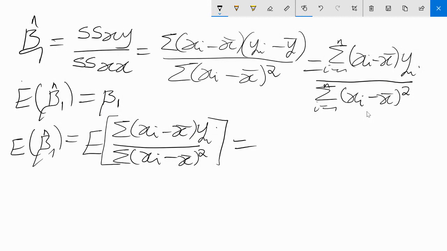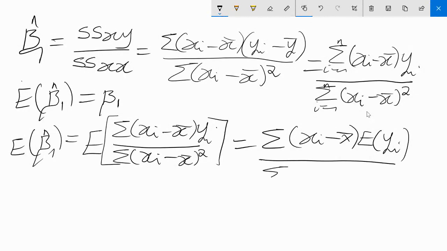We discussed this even in the morning. I said these xi's are constant in the model because we are given these values. So if that is the case, then we have summation of xi minus x bar multiplied by the expected value of the variable y, and this denominator is a constant because it's a function of x.